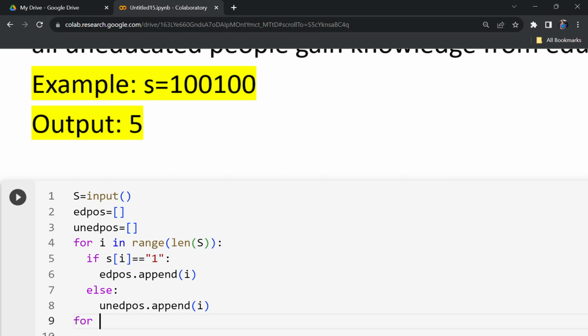Next, let us consider now for every uneducated person, we have to check the nearby educated person. So we have to collect all the distances, and out of all those distances we have to pick the minimum one. For this one I will be taking for i in uned pos.